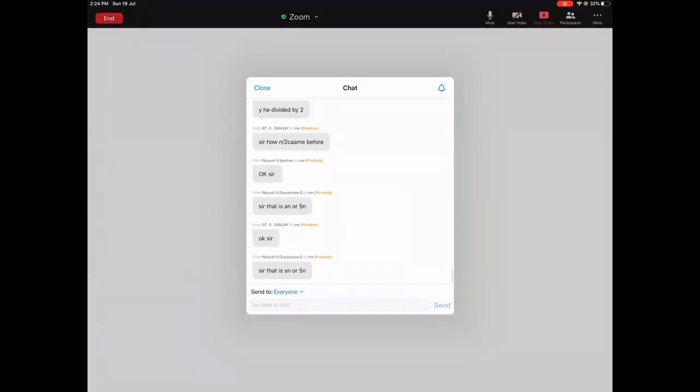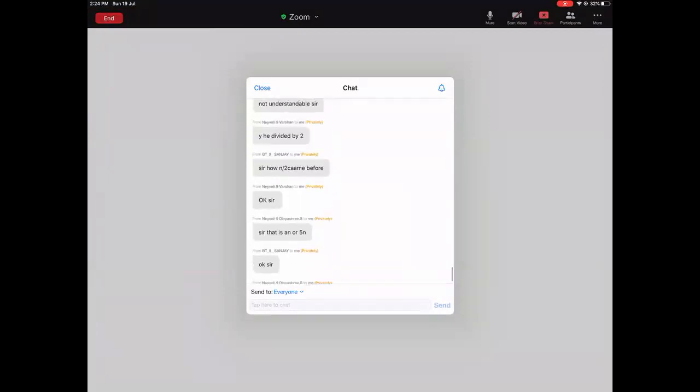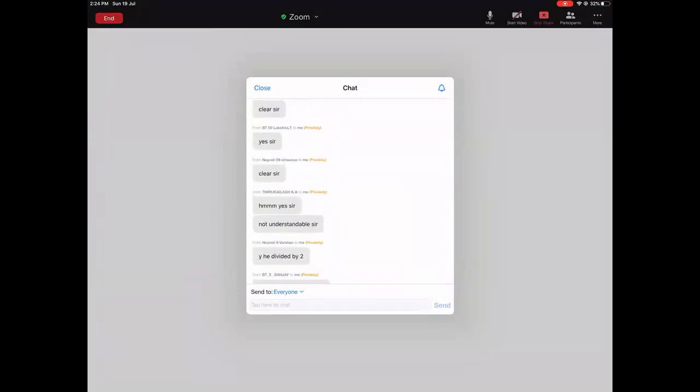Yeah, that is for Sn. Sn, sum of n terms. Tn, nth term. So Divyashri, it is Sn, capital Sn, sum of n terms. Yes, Tirukailash, did you understand now?